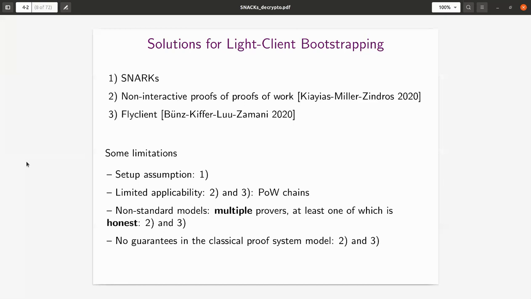And what we would like to have is to avoid all of these limitations: have something without setup assumptions, that has general applicability, and that is defined in a way like classical proof systems are defined.